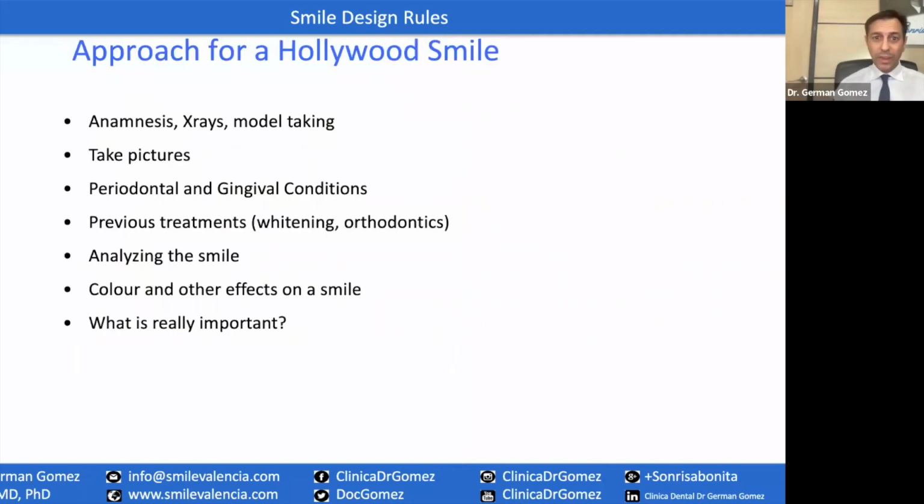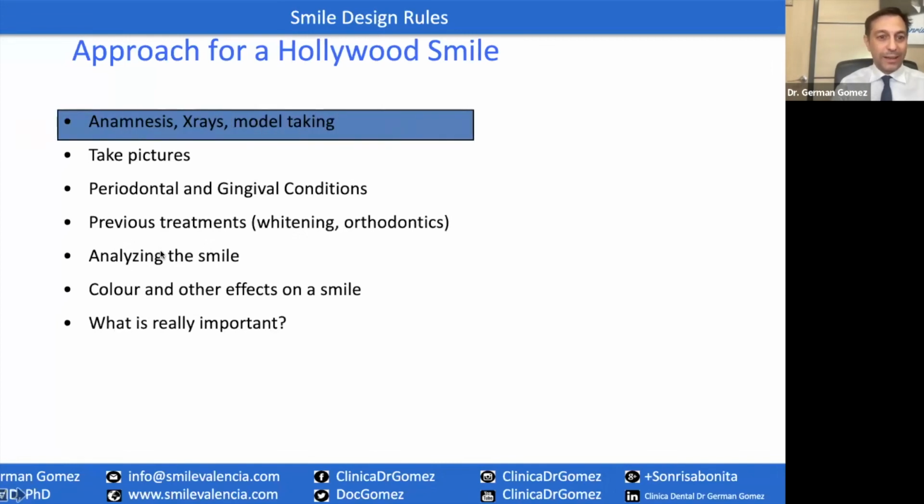So here is my approach for a Hollywood smile. Let's say it this way. We have to go through different stages. One of these stages is analyzing the smile, okay? Analyzing the smile, and that is the smile design procedure, okay? But until we get there, we need to have the patient prepared for that, okay?